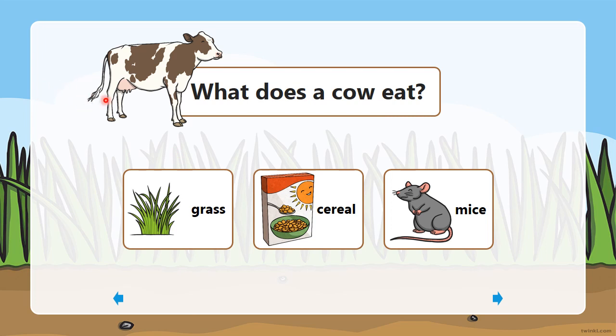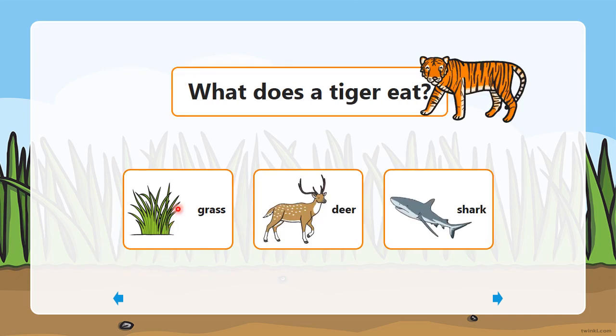Which is this animal? What does a cow eat? Grass, cereal, or maize? A cow eats grass. Very good. What does a tiger eat? Grass, a deer, or a shark? What do you feel it must be eating? A deer.